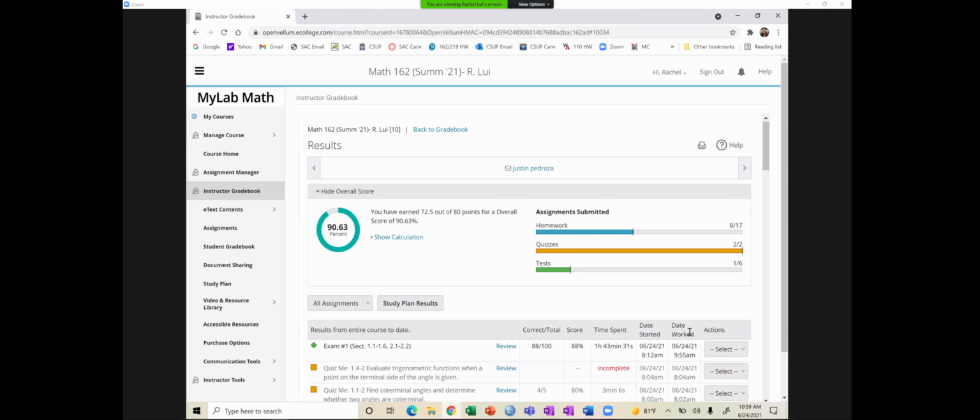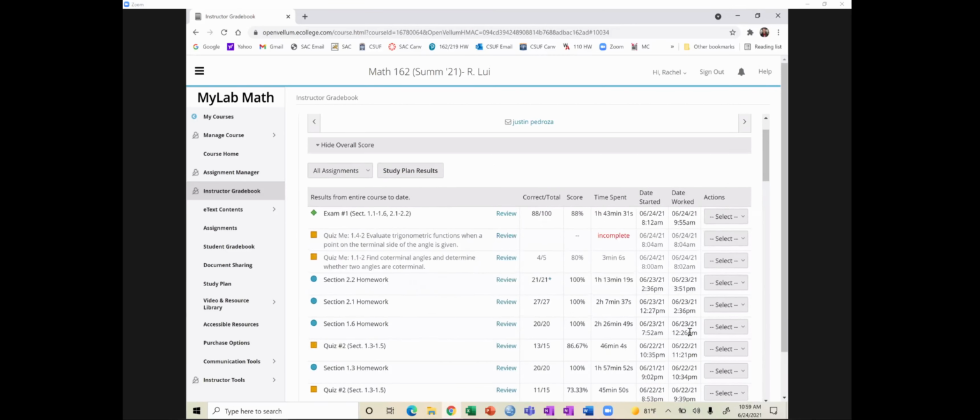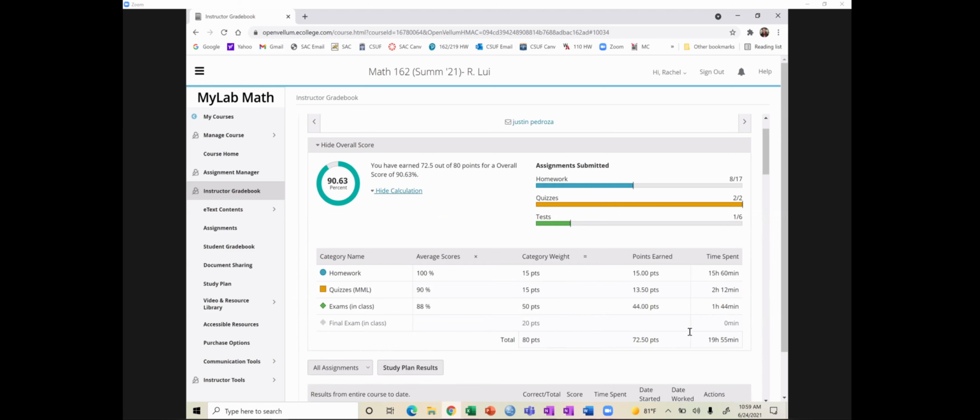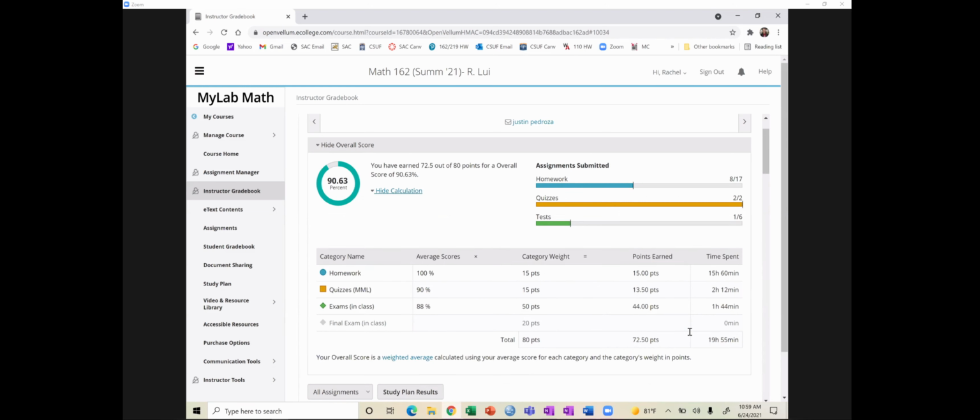Okay, students. So in your grade book, if you click show overall score, it gives you your current overall percentage. Your current overall percentage includes the first 8 sections of homework, 2 quizzes, and our first exam. So you can see under show calculation, it gives you the percentages in each category. Okay. So we have at least one item in each category except for the final exam.